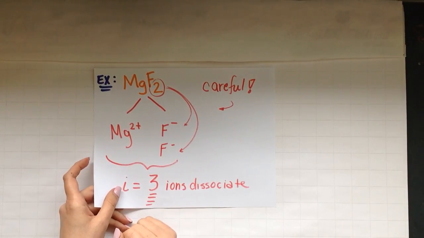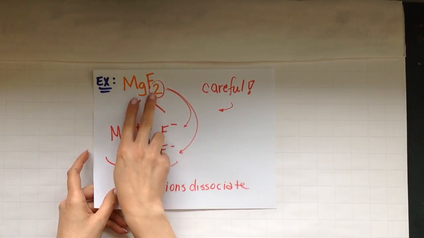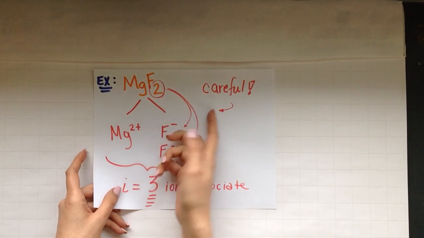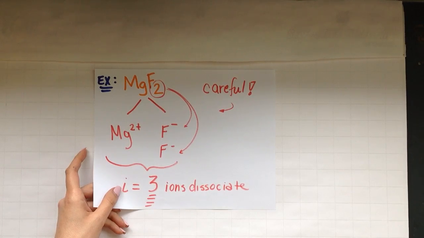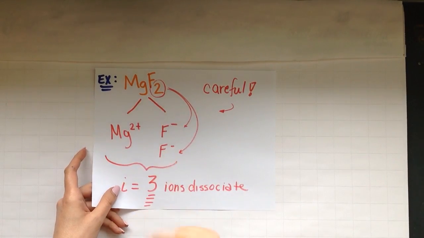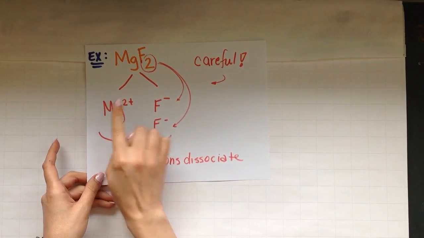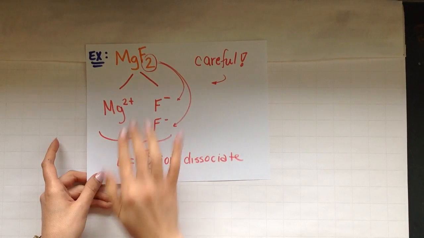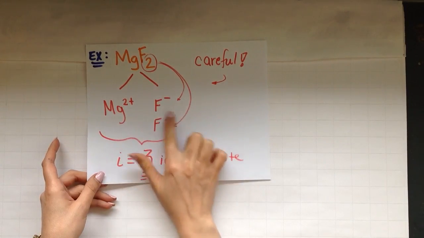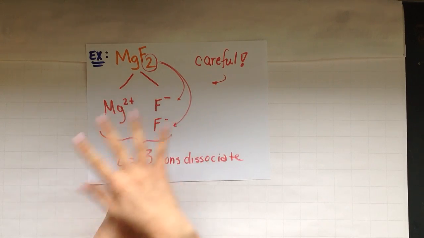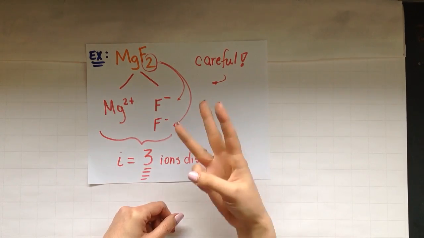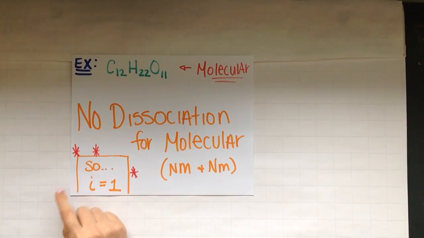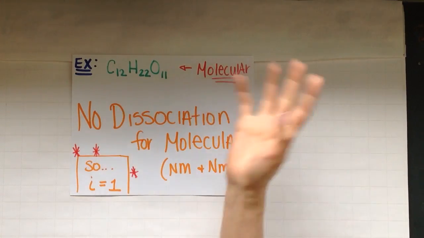Let's try another one that's just a little bit more complicated. MgF2, another ionic compound, metal and a nonmetal. When MgF2 is thrown into water, you get Mg2+ and 2 of the F- ions, right? 2 minuses to balance out the 2 plus. How many total ions is that? 1, 2, 3. 3 ions. That's an ion, that's an ion, that's an ion. Not how many charges there are, how many total ions. So my i is equal to 3. 3 ions dissociate.